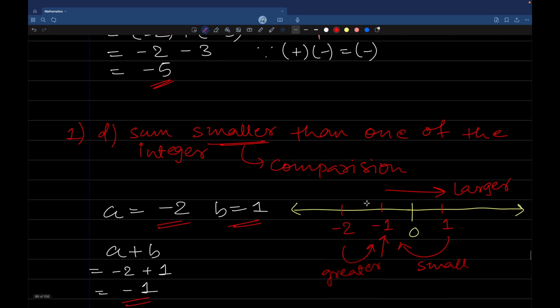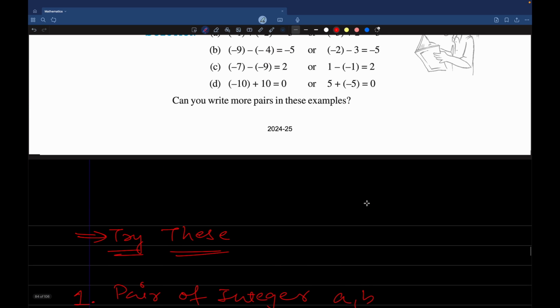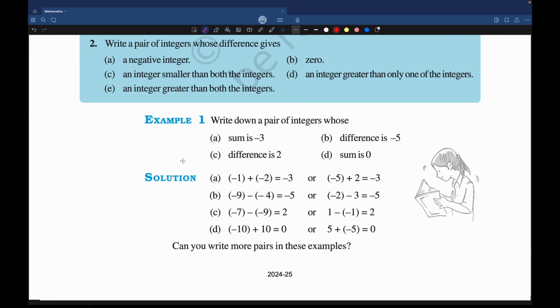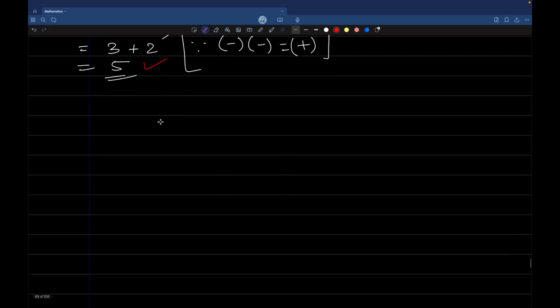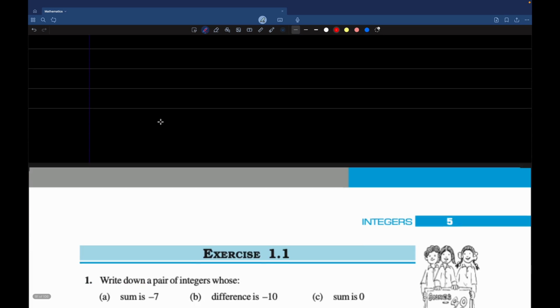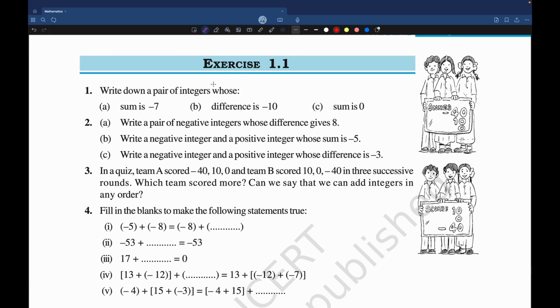In the next lecture we will solve example 1 and exercise 1.1, question 1 and question number 2. Thank you.